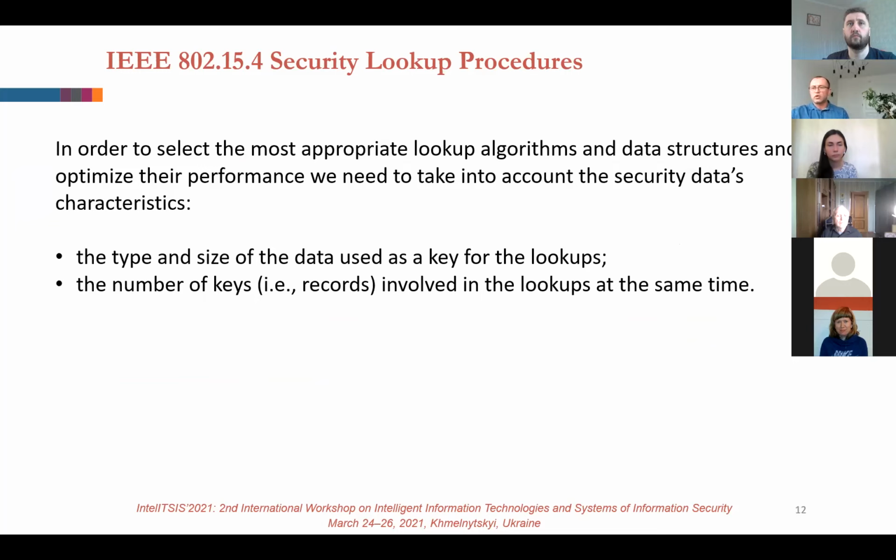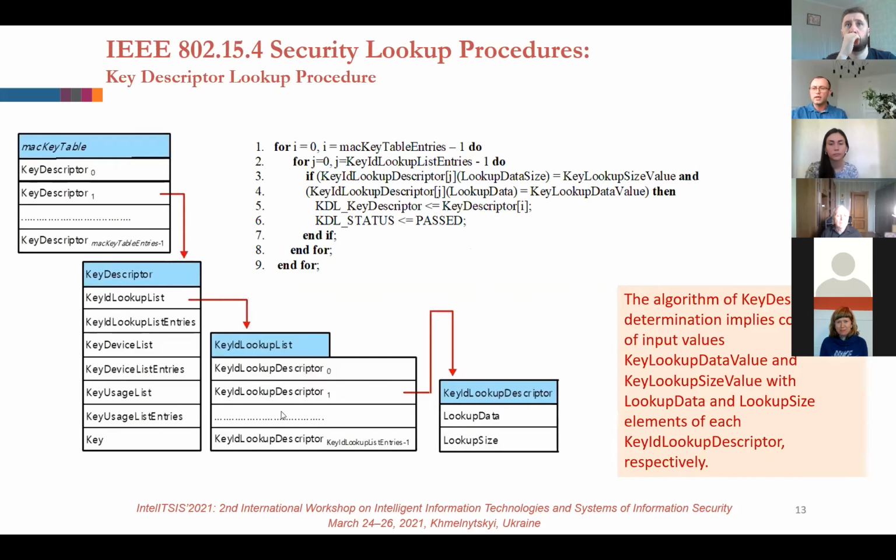The first task to solve, while we need to select the appropriate lookup algorithm and data structure, is analyzing the security data characteristics, namely the type and size of data used as a key for the lookups and the number of keys involved in the lookups at the same time. These characteristics were analyzed for each mentioned lookup procedure. Here we can see the key descriptor lookup process, and here is a pseudocode for this procedure implementation.